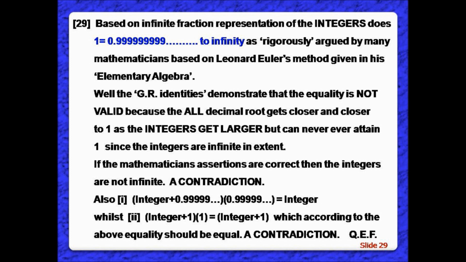Also, 1. Integer plus 0.9999 to infinity times 0.999 to infinity equals integer, whilst 2. Integer plus 1 times 1 equals integer plus 1, which according to the above equality should be equal, a contradiction, QEF.